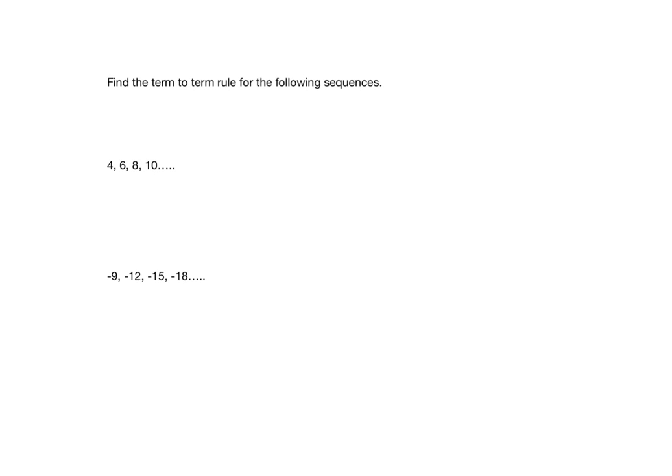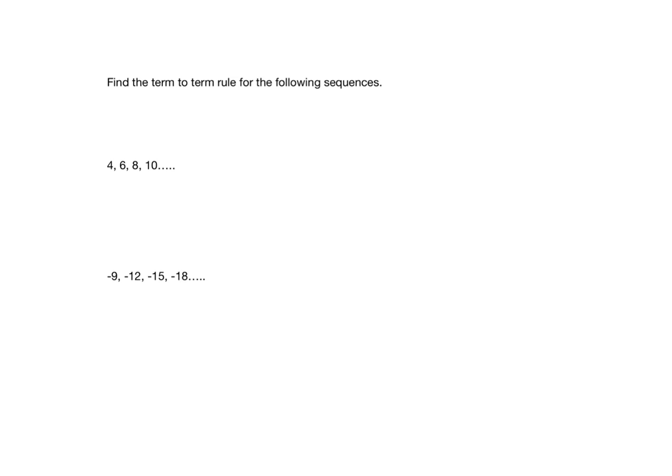In this video, we're going to have a look at finding the term-to-term rule for two sequences. Now, a term-to-term rule allows us to find from one term to the next. So it relies upon knowing the previous term in order to find the next term.